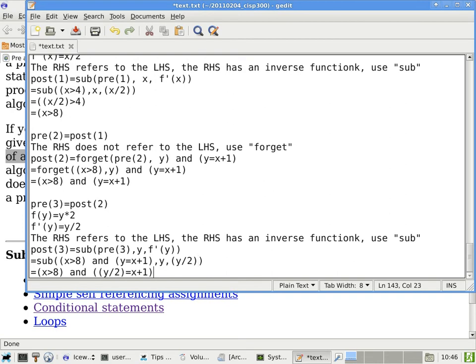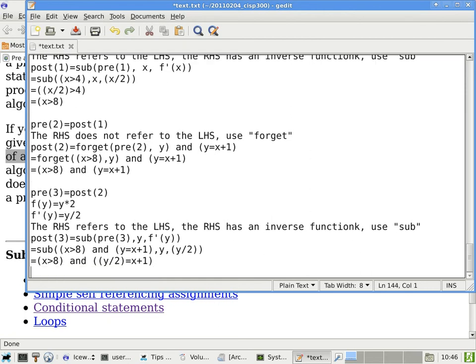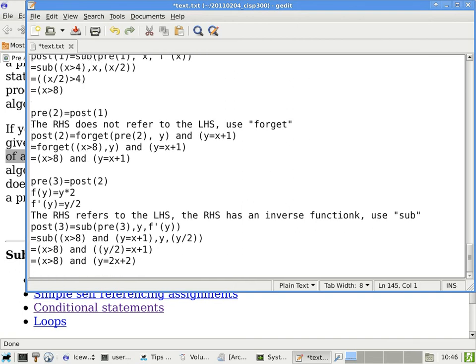Are we doing okay so far? So is that the post condition now? Yeah, that's the post condition of line 3. And anyone who wants to simplify that a little bit can say y equals 2x plus 2. Really it says exactly the same thing, but it's just easier to read. Are we doing okay so far with this?